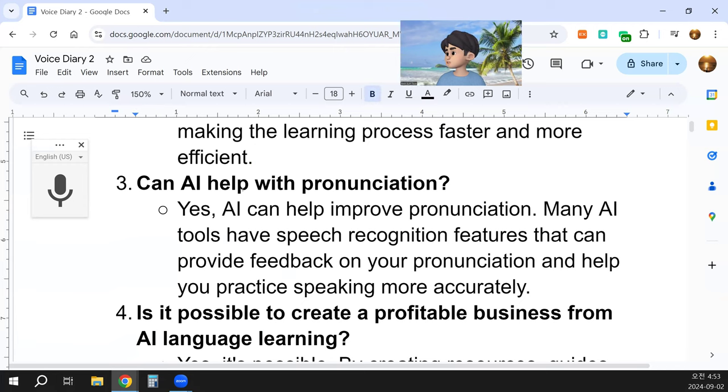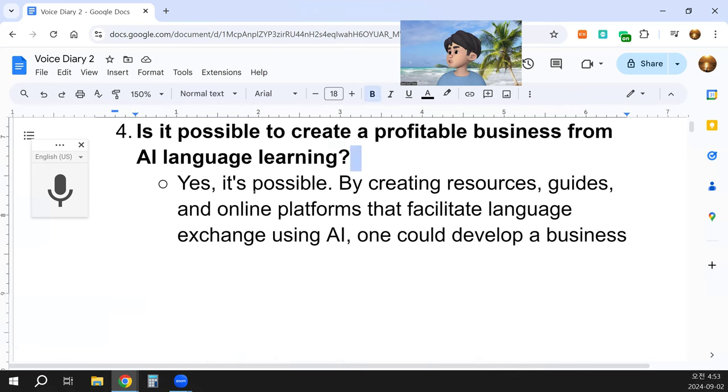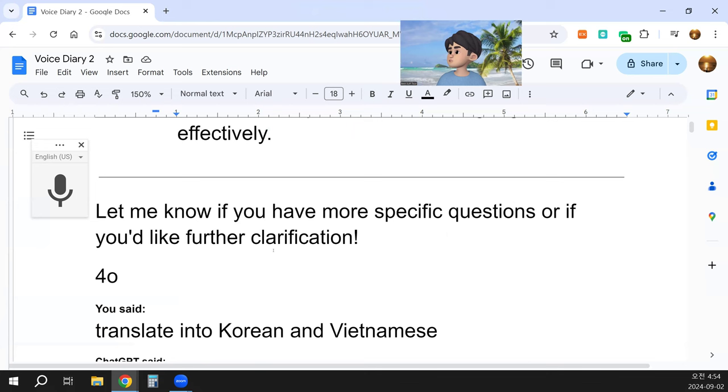Can AI help with pronunciation? Yes, AI can help improve pronunciation. Many AI tools have speech recognition features that can provide feedback on your pronunciation and help you practice speaking more accurately. Is it possible to create a profitable business from AI language learning? Yes, it's possible by creating a resource guide and an online platform that facilitates language exchange using AI. One could develop a business effectively.